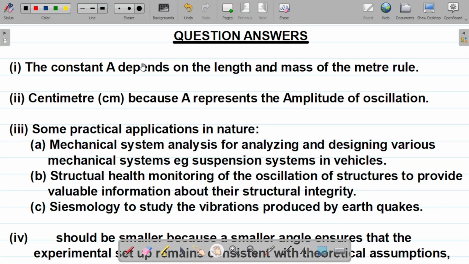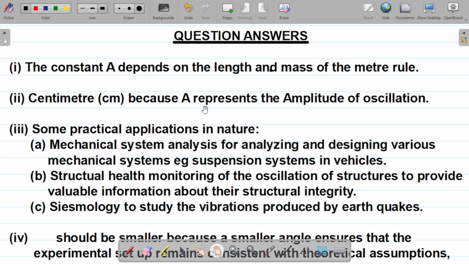Okay, so let's look at the answers to the questions. The first one there, we asked what aspect of the setup does A depend on? The answer is that the constant A depends on the length and the mass of the meter rule. So these are the aspects of the setup that the value of A depends upon. The next one, we asked to find the SI unit of A, assuming that the relation is correct. Now the answer is that the unit of A will be in centimeters. This is because A represents the amplitude of oscillation.